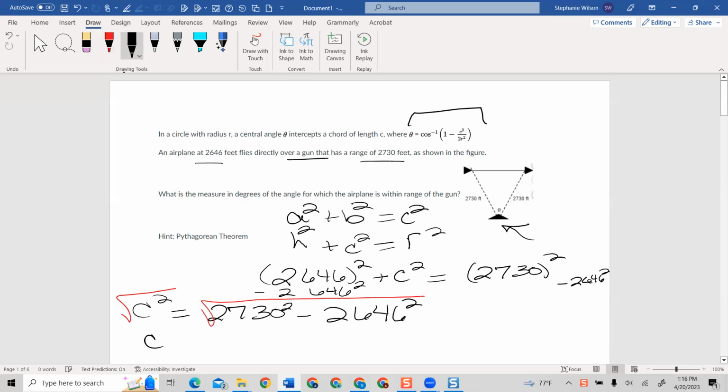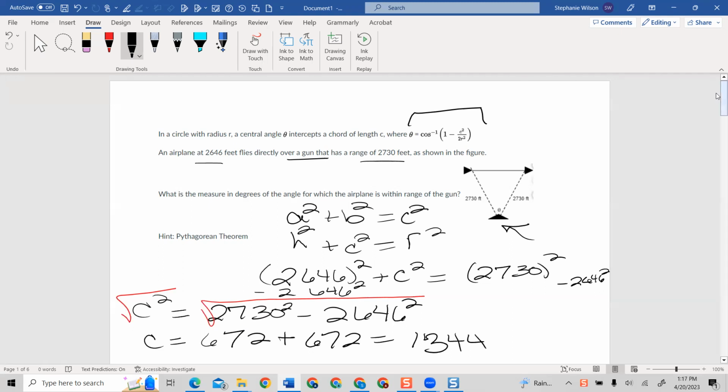And now I have c is equal to, and let's crank this out in our calculator, square root of 2,730 squared minus 2,646 squared, which gives me 672. Now, we have two parts of this chord, so I'm going to add c to itself again. And when I do that, I get 1344. Now that I have done this, I'm able to plug everything into my formula.